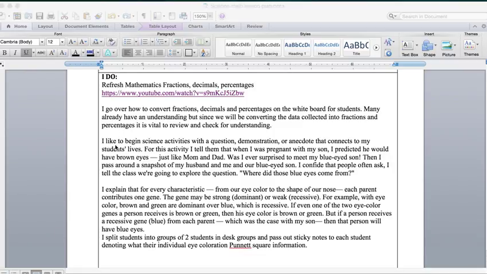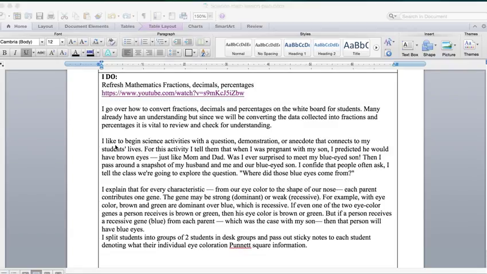So after I do that, I'm going to begin the science activity with a question. I like to tell them a personal story. It kind of relates to my life. For this activity, I will tell them that when I was pregnant with my son, I predicted that he would have brown eyes just like his mom and dad, and that I was surprised that he has blue eyes.